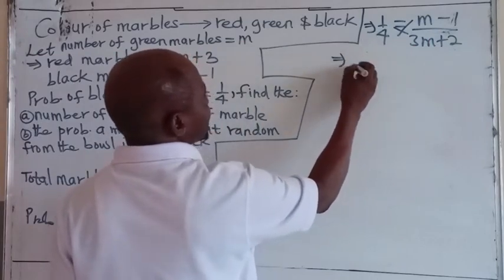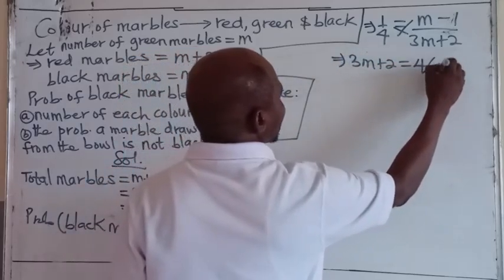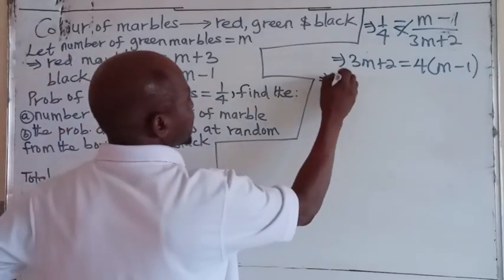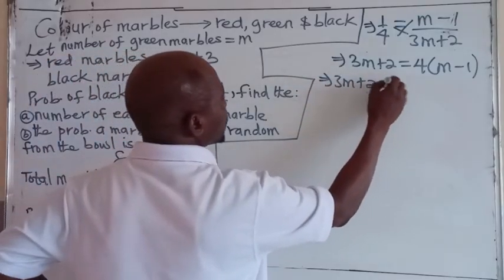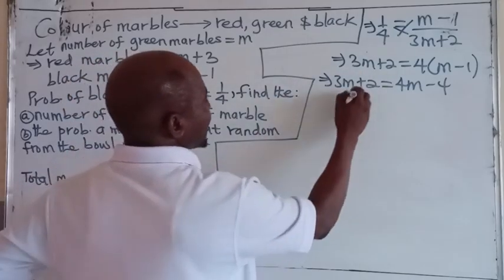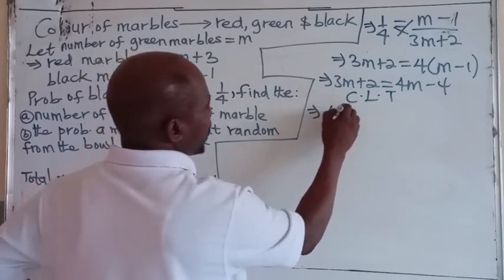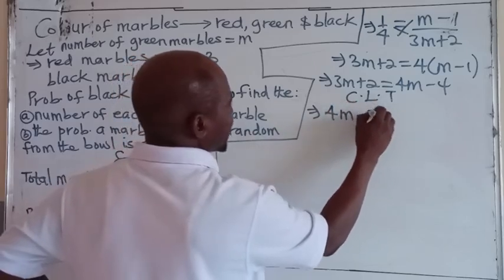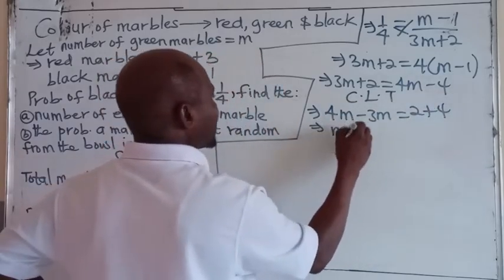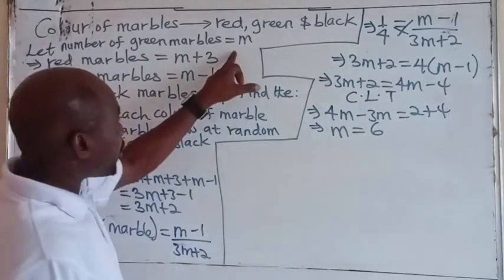So if you cross multiply, this gives us 3n plus 2 equals 4 into bracket n minus 1. So this gives us 3n plus 2 equals 4n minus 4. If you collect like terms, this gives us 4n minus 3n equals 2 plus 4. This implies that n is equal to 6. It means that we have 6 green marbles in the bowl.